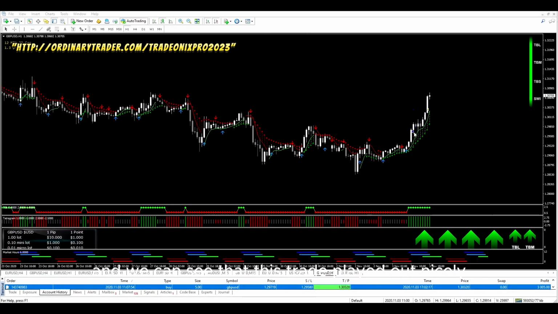Okay, I'm back, and we can see that this trade played out nicely. Within just a few hours, we saw that our target was hit right here. An easy trade, and we made $3,005 on that trade. Another great trade using the Tradeonix Pro system.